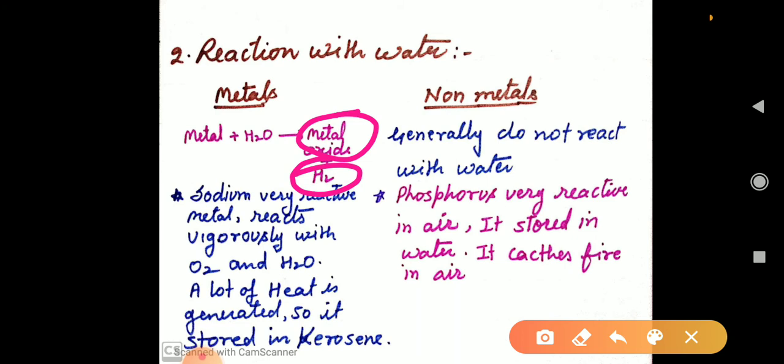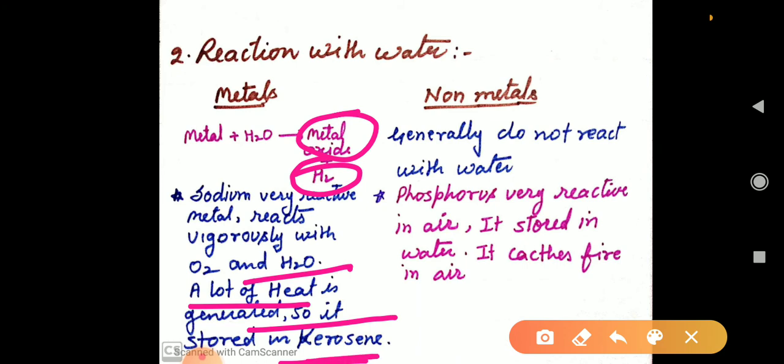And sodium is a very reactive metal. It reacts vigorously with the hydrogen and oxygen in water. A lot of heat is generated in this reaction. That's why it is stored in kerosene. It does not react with the kerosene.